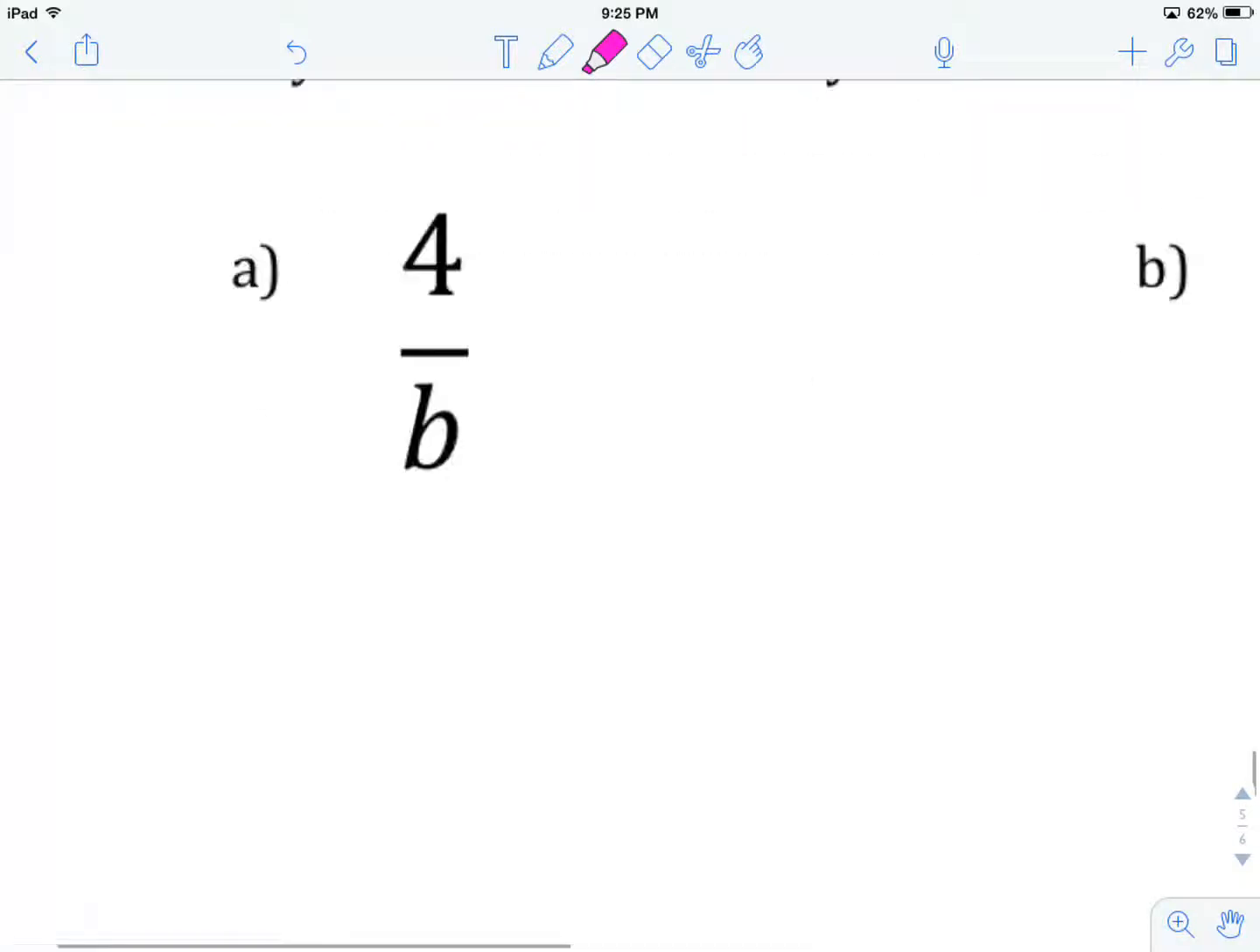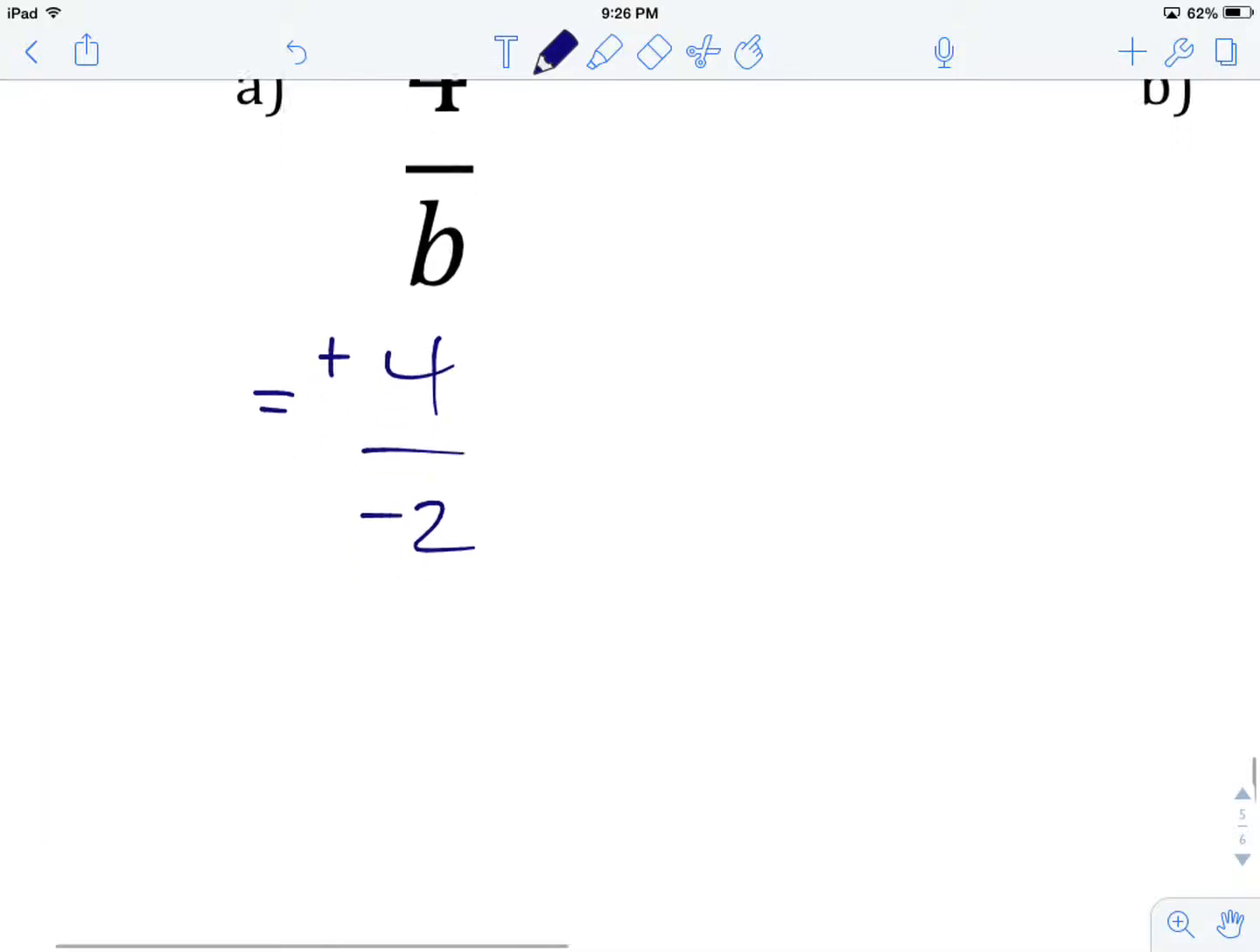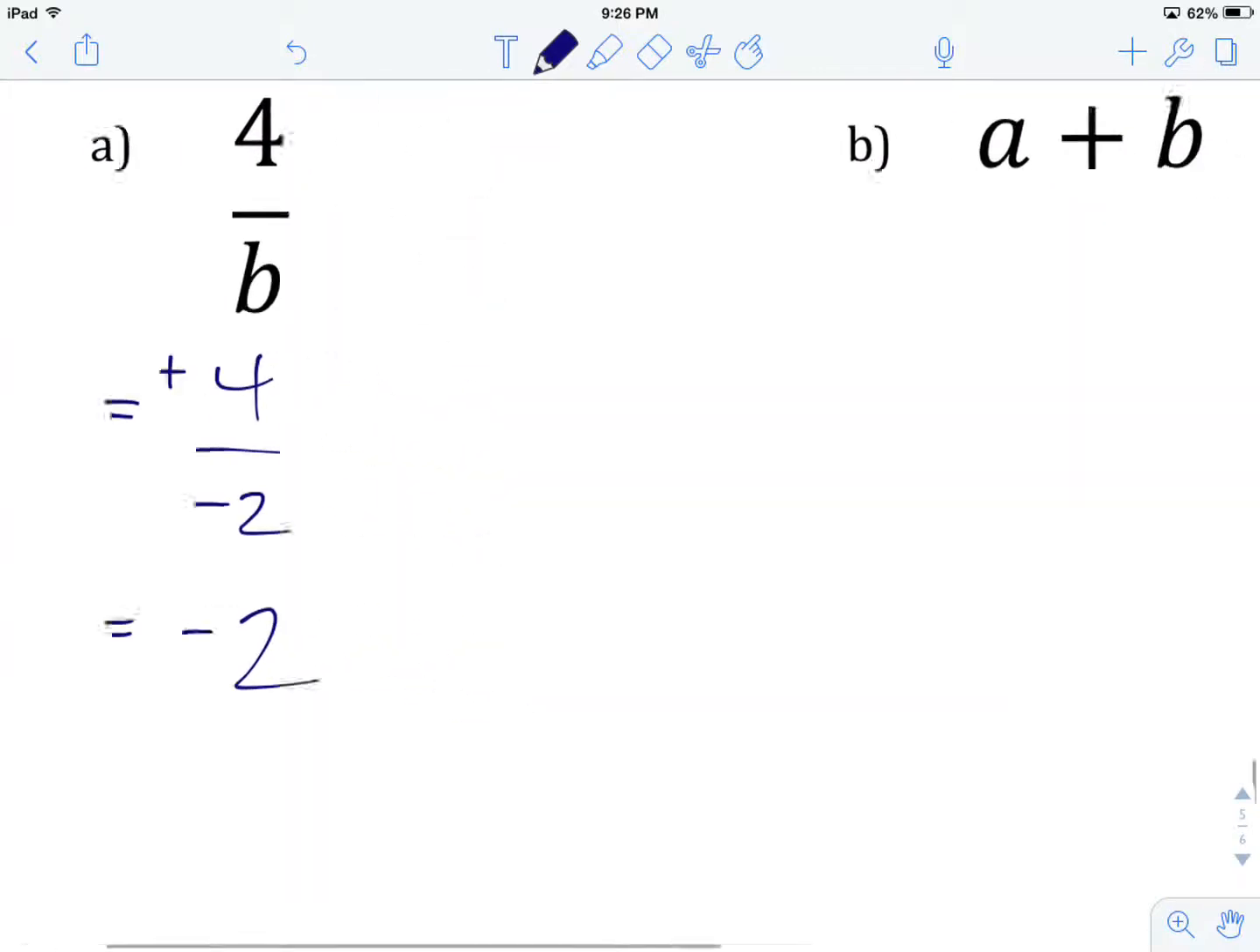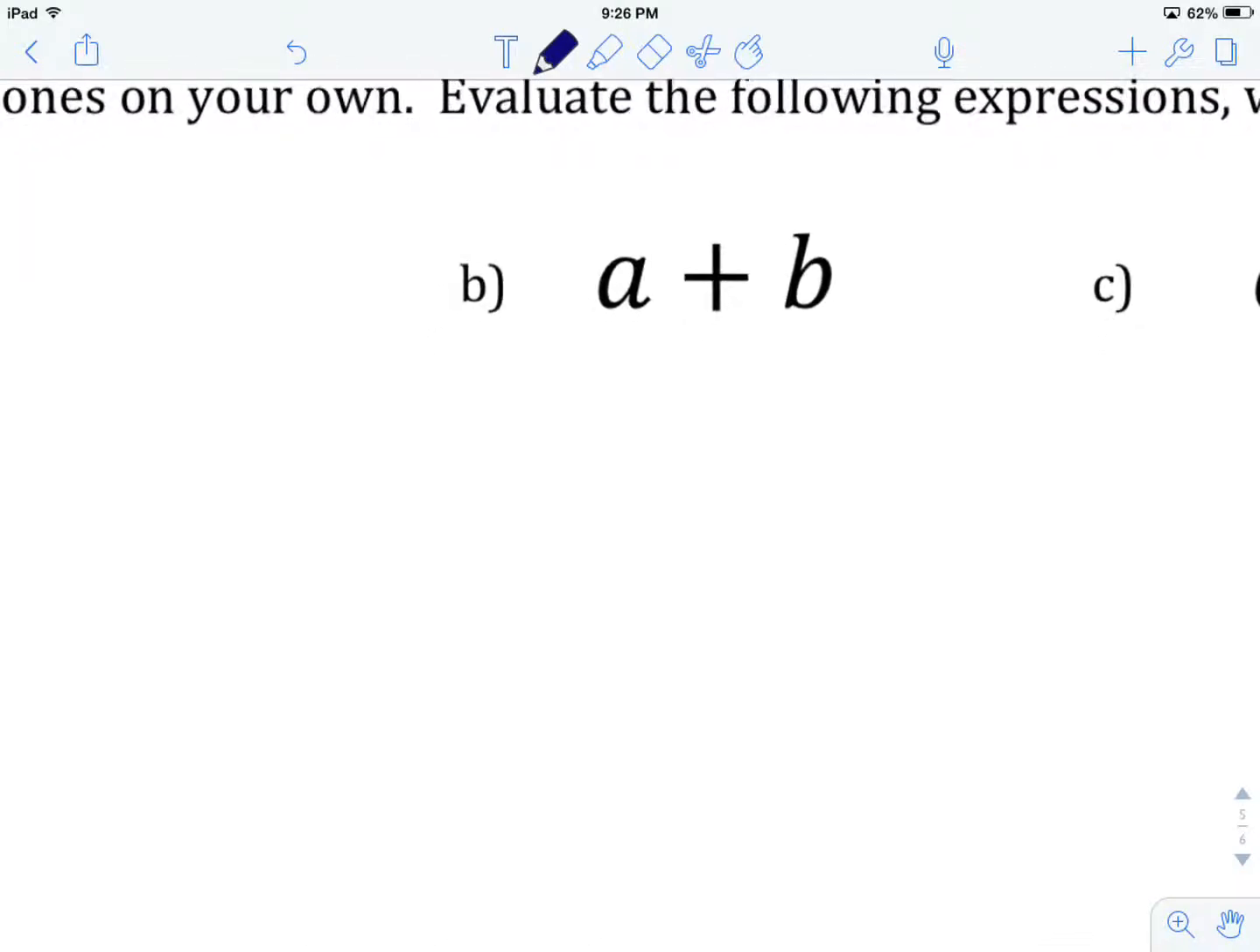Alright, so we've got 4 over B. When I see that B, I'm going to substitute in a -2. So I'm going to write this as 4 over -2. Now the sign on that 4, although I haven't written it, is going to be a positive 4. A positive integer divided by a negative integer gives me a negative quotient. And 4 divided by 2 will give me 2. So there is our first answer. Hopefully you got that. We're going to move on to B. And again, here I'd like you to hit pause in the video, try it on your own. When you've got an answer, come on back and we'll check that answer to see how you did.